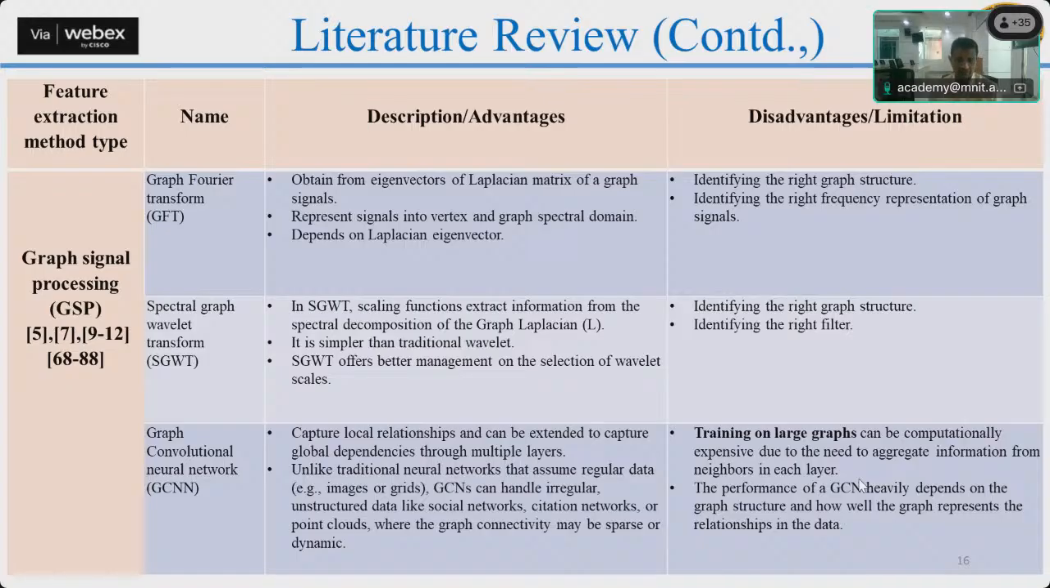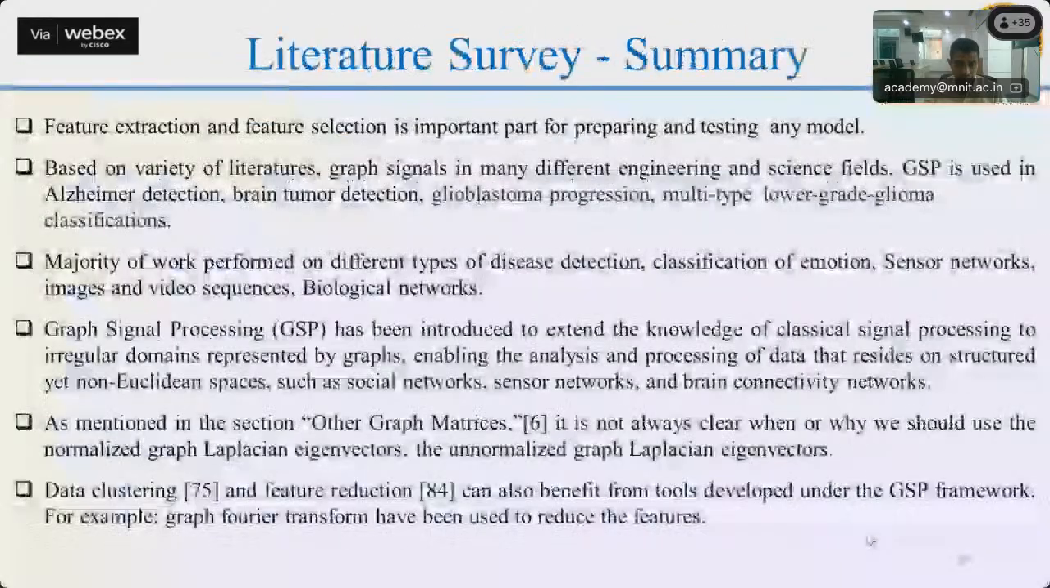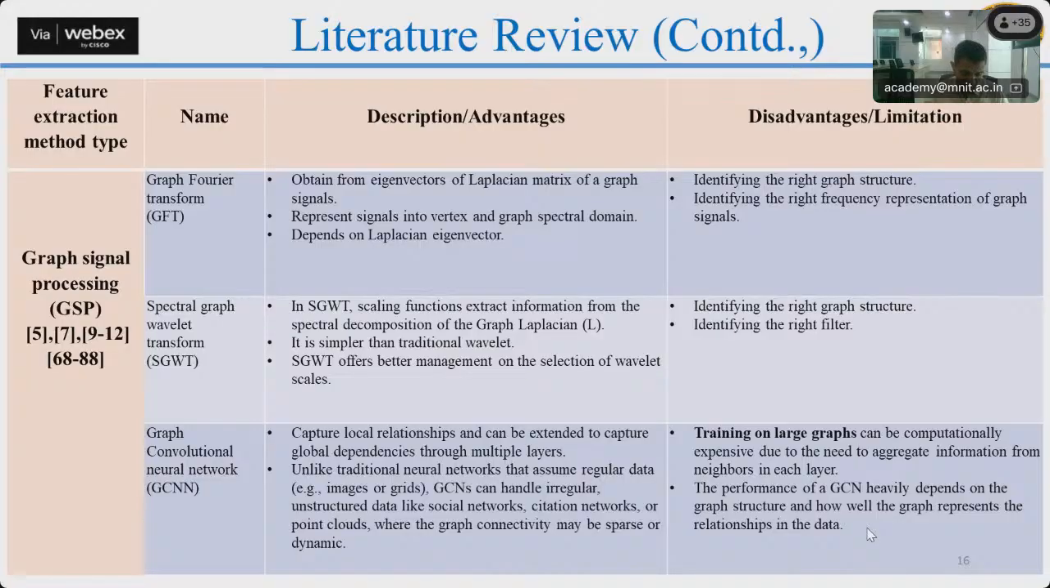So when we are talking about training of a large graph, it can be computationally expensive due to the need to aggregate information from neighbors in each layer. The performance of a GCN heavily depends upon the graph structure and how well the graph represents the relationships in the data. For example, either you are taking the functional, or you are taking the correlation.